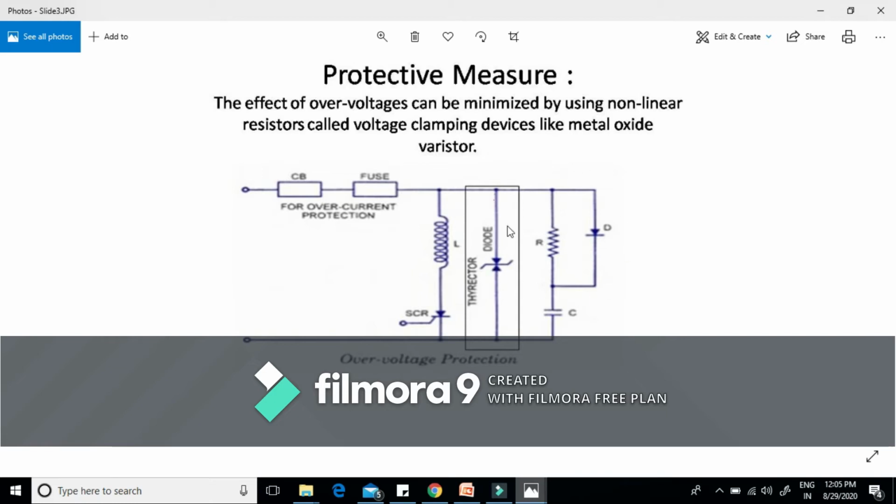We are using the combination of, that is the second one, a snubber circuit. This is basically an RC and this diode in parallel with this resistor. This is basically a snubber circuit. That means for the overall protection from over voltage and high dV/dt, that means rate of rise of anode voltage, we are using the combination of this voltage clamping device plus this snubber circuit. We will study this snubber circuit later on.